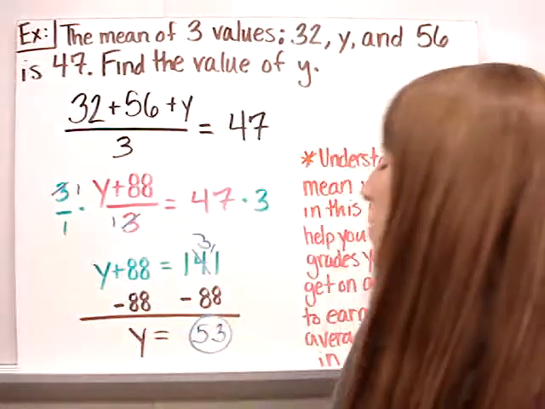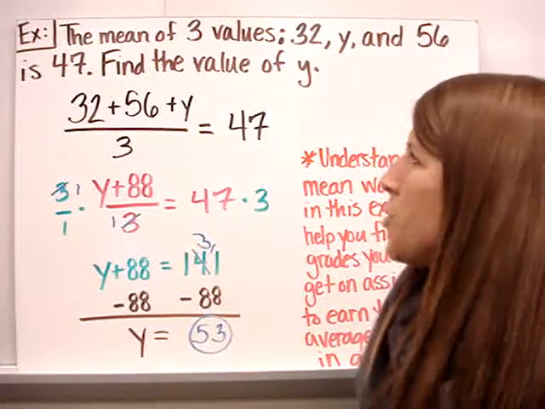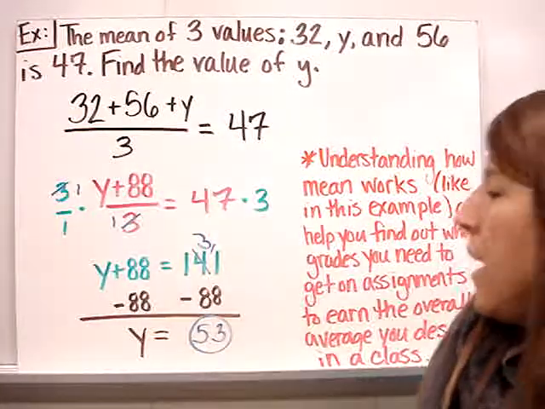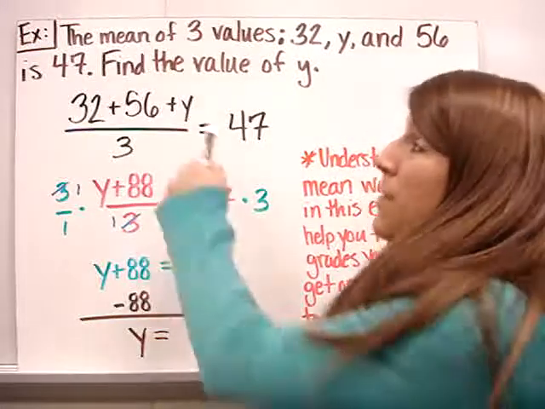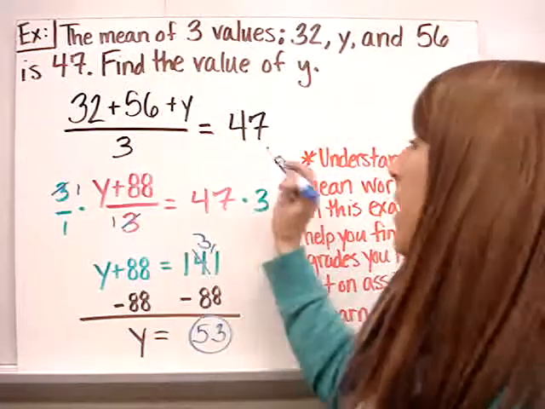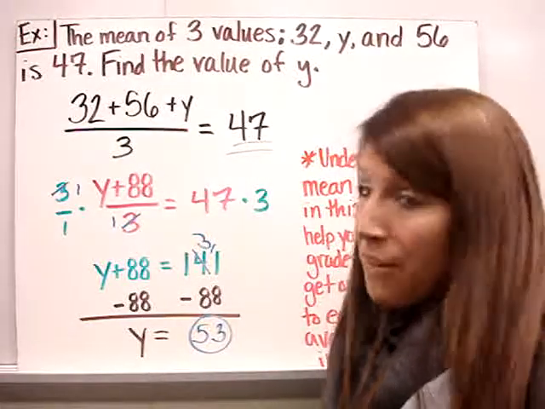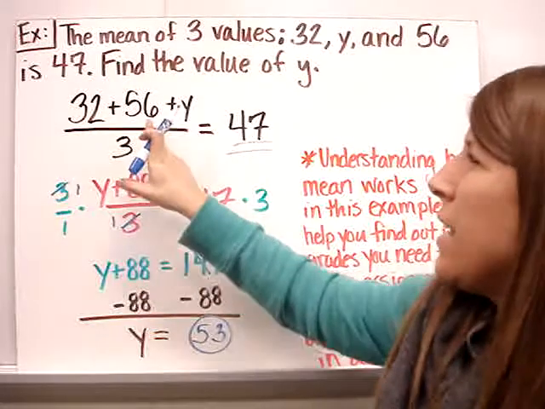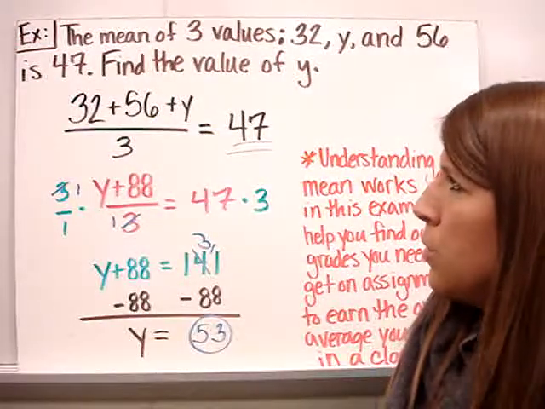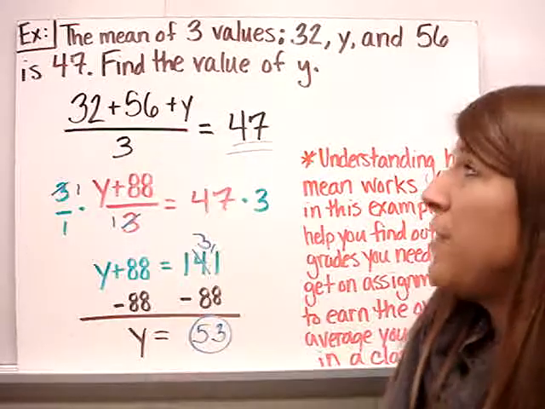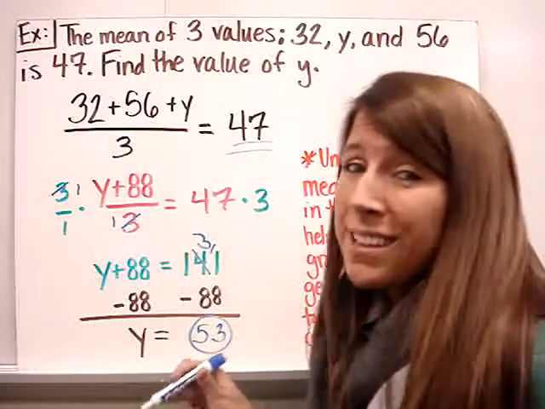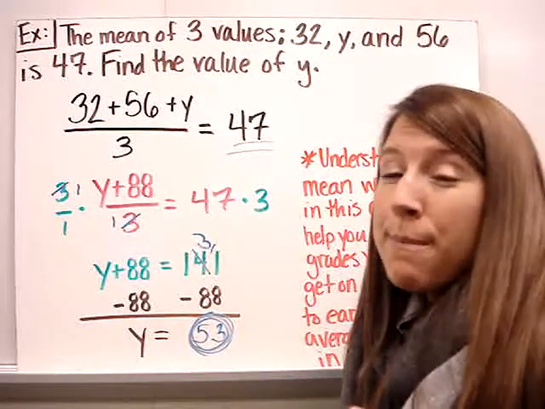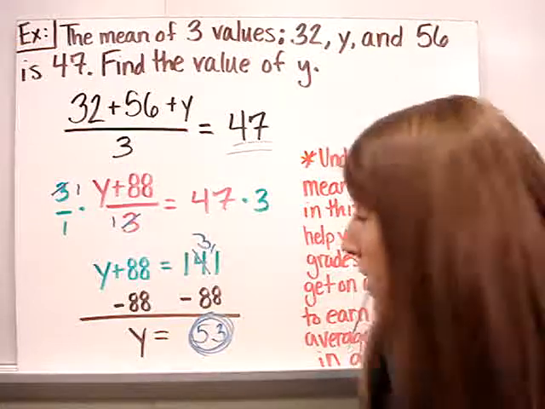53. So let's think about whether this answer makes sense or not. I have 32 and 56 already, and then 53. If I wanted to, I could plug this value in, find the sum and divide by 3, and I would in fact get 47. Okay? 47 is already pretty much in between 56 and 32. It's a little bit closer to 56 than it is 32, so it makes sense that this number is above the mean, because that mean is kind of like a balance point.